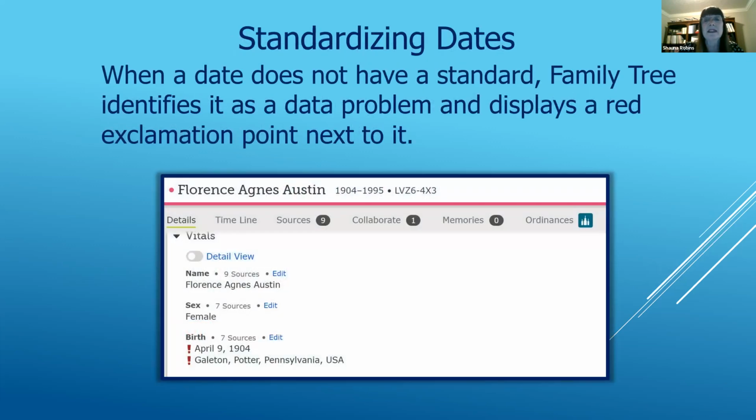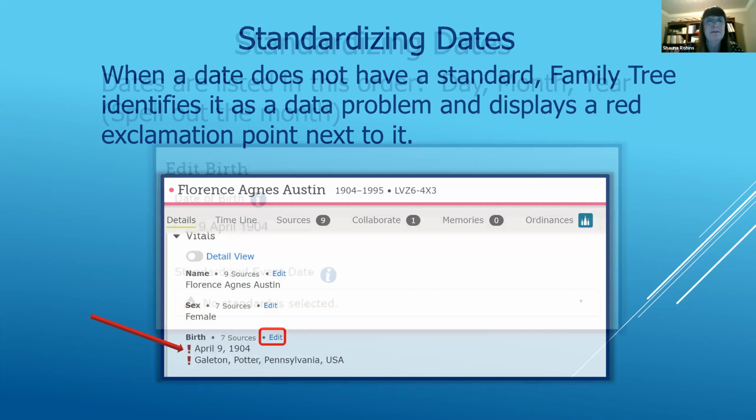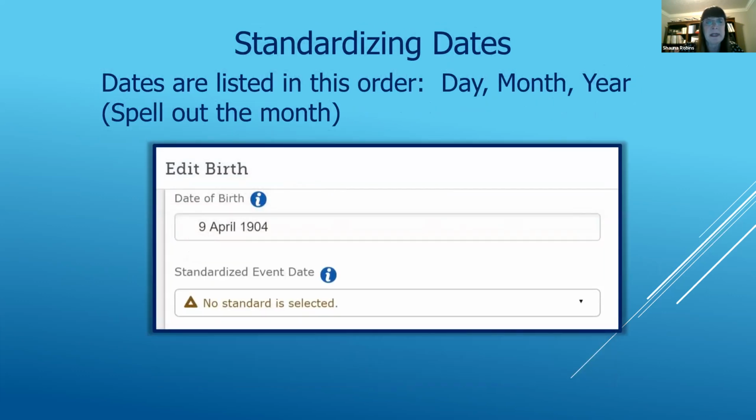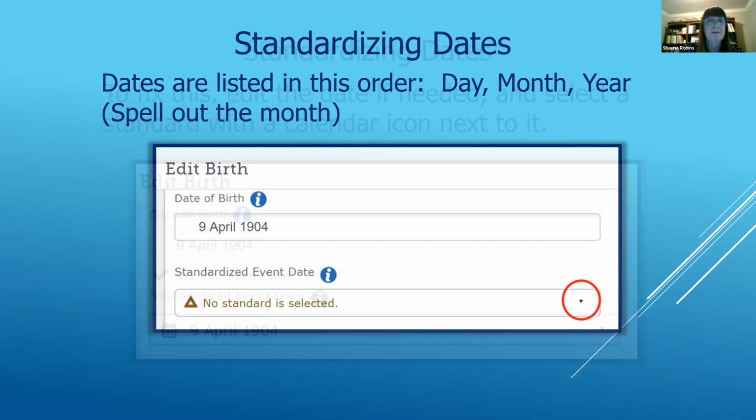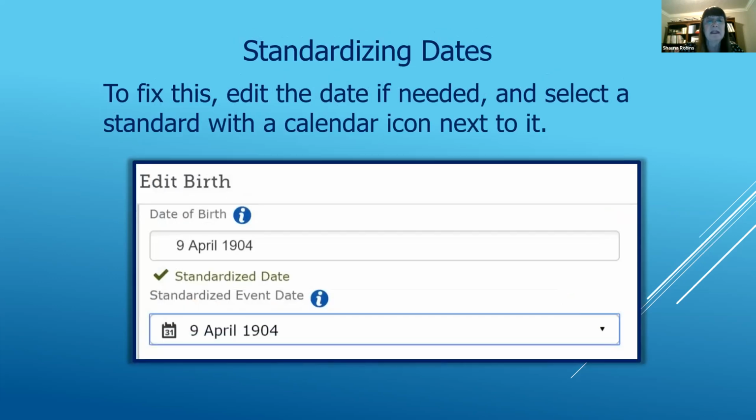When a date does not have a standard, Family Tree identifies it as a data problem and displays a great big red exclamation point next to it. When you hit Edit, this menu appears. You will notice that no standard is selected. If you click the drop-down arrow, you can then click on the standard with the calendar icon next to it. That will indicate that you have standardized the date.